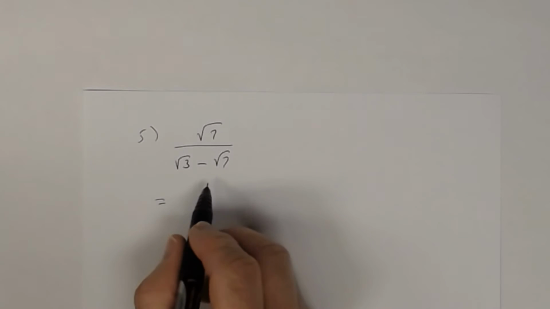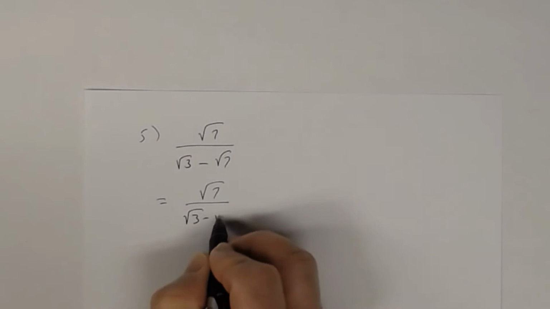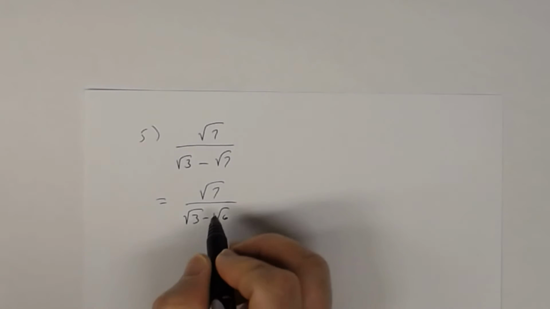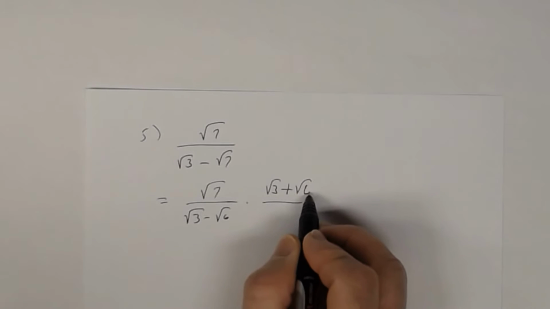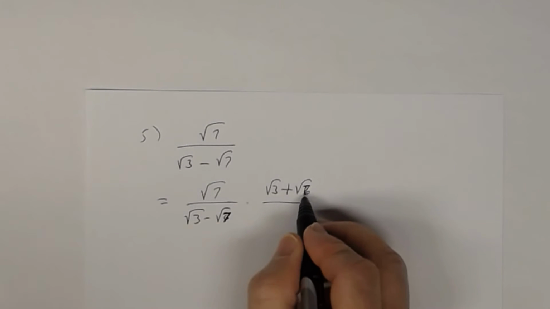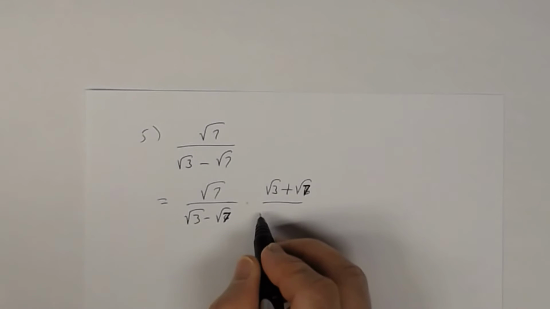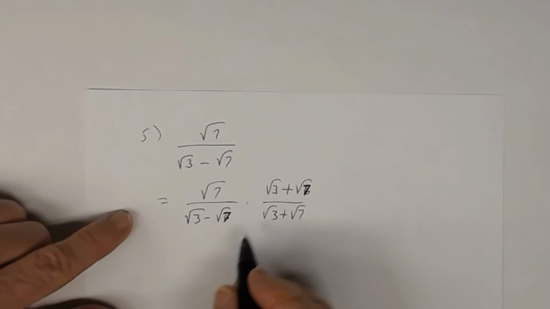So we're going to use the conjugate. So I have the square root of 7. I'm just going to go ahead and rewrite this over. Okay, the conjugate of the denominator is the square root of 3 plus the square root of 7. That's a 7 right here. Square root of 3 plus the square root of 7. Okay, now let's go ahead and write this as one fraction.